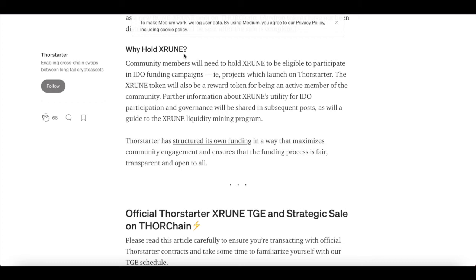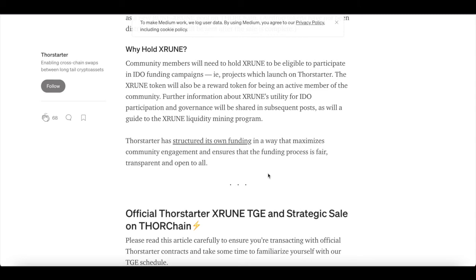Why would anyone want to hold XRune? So the community members will need to hold XRune to be eligible to participate in IDO funding campaigns. The XRune token will also be a reward token for being an active member of the community. So further information about XRune's utility for IDO participation and governance will be shared in a subsequent post, as will a guide to XRune liquidity mining program.